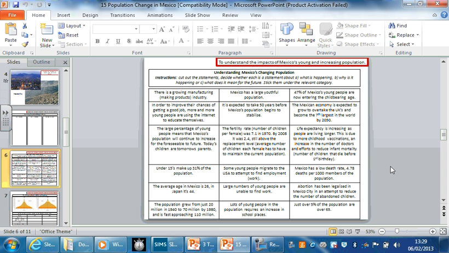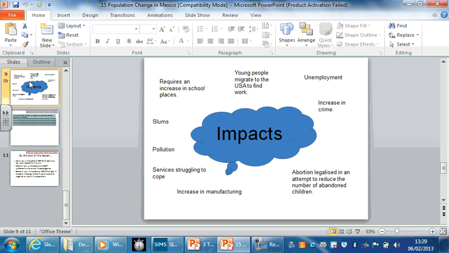Now, most importantly, what we want to look at here is those impacts on the country, both positive and negative, from having such a young and such a rapidly increasing population. What problems can this cause, first of all? Now, we went through some of these in class. Have a look back at your notes. Have a look at what was written on the board and what you put in your books. And these are the ones that we came up with, the most important ones. So if you've got an increasing population, and obviously a very young population, that's going to require an increase in the number of school places.